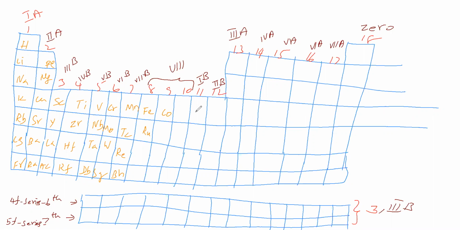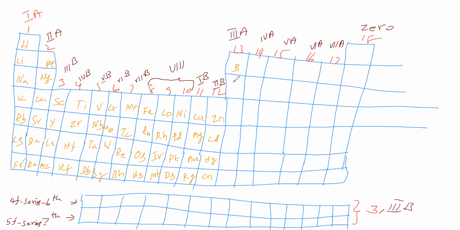In this, iron, ruthenium, osmium, hassium. Here cobalt, rhodium, iridium, meitnerium. Next nickel, palladium, platinum, darmstadtium. Here copper, silver, gold, roentgenium. Here zinc, cadmium, mercury, copernicium.